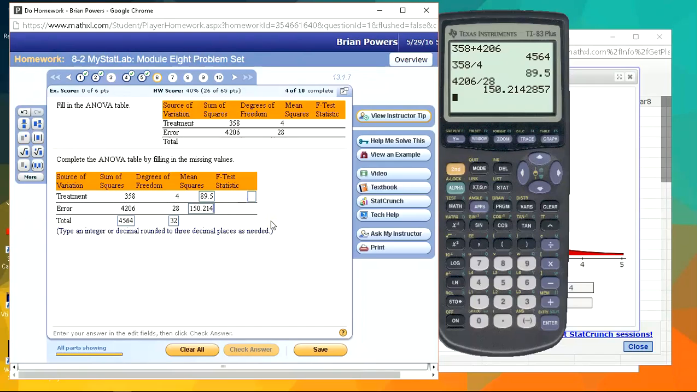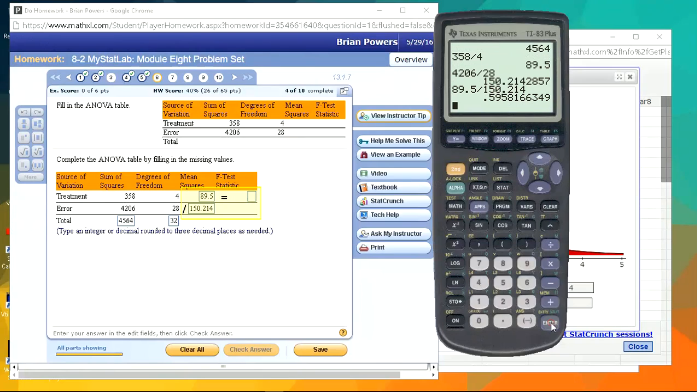Okay, now an F statistic, like I said before, it's going to be a fraction. You have a numerator and a denominator. Well, the numerator is going to be the mean square for the treatment, and the denominator is the mean square error. So I'm going to take 89.5 and divide that by 150.214.